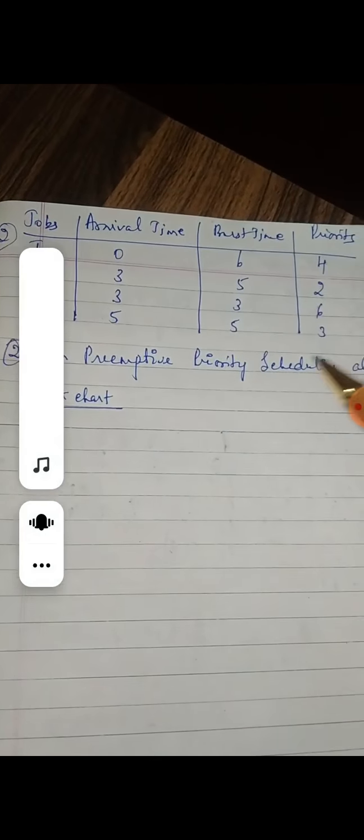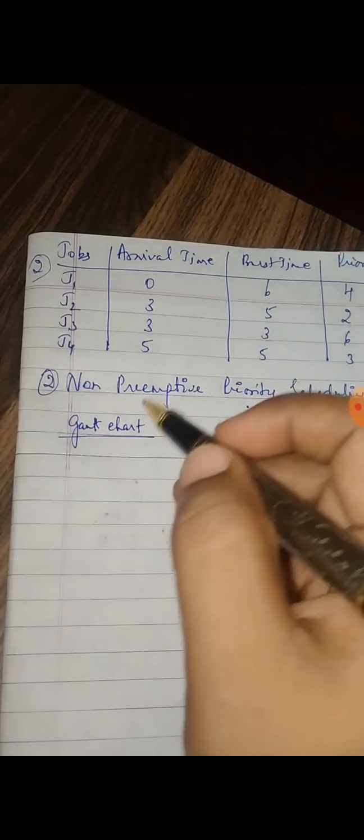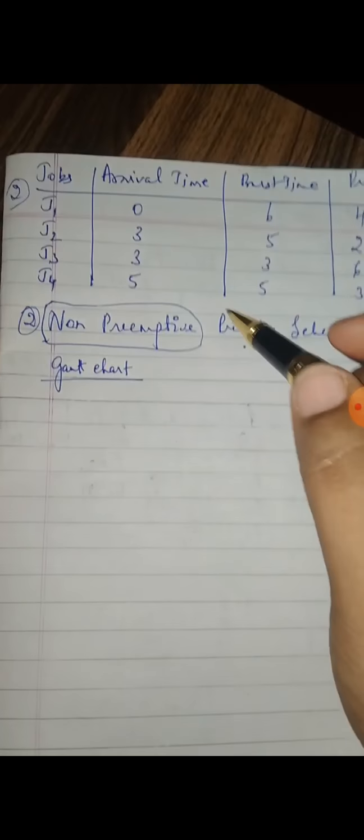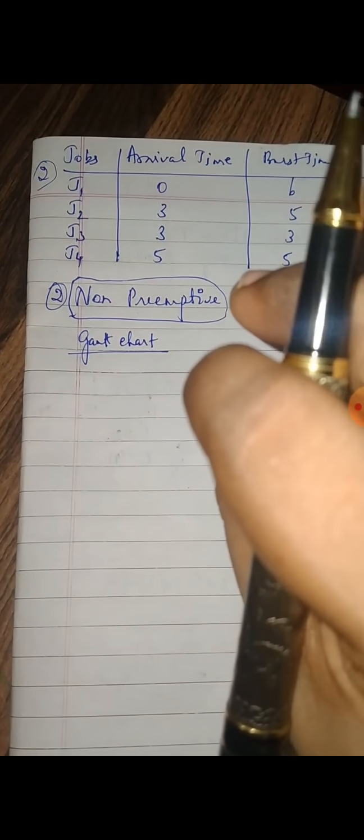Hello students, so we'll go to the next scheduling algorithm under the second problem itself, that is non-preemptive. Non-preemptive means once you give the CPU to a process, you cannot take it away. The process has to execute completely, only then it can be given to the next process, or job in this case. Priority means you check the priority, and whichever process has the highest priority will be given the CPU.